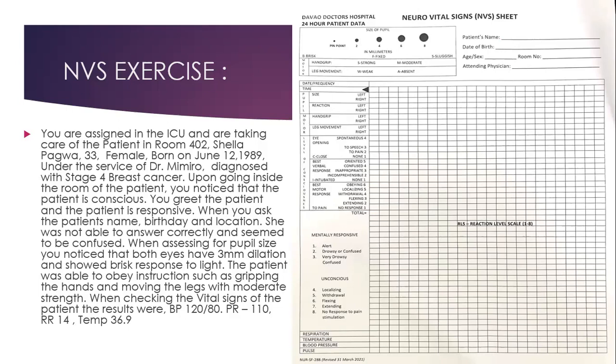When checking for vital signs, the results were 120/80, 110, 14, and 36.9. Alright, what do we write first? Yes, very good. It's your headings, no?